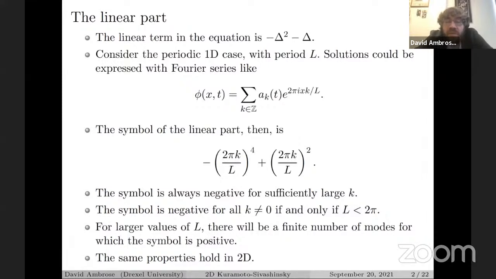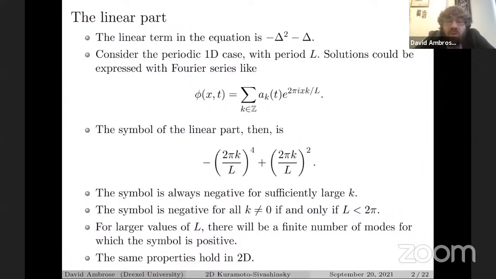If L is bigger than 2 pi, then you'll have finitely many linearly growing Fourier modes. You'll always have infinitely many linearly decaying Fourier modes. Okay, and I illustrated this in the 1D case, but the same thing holds in 2D.